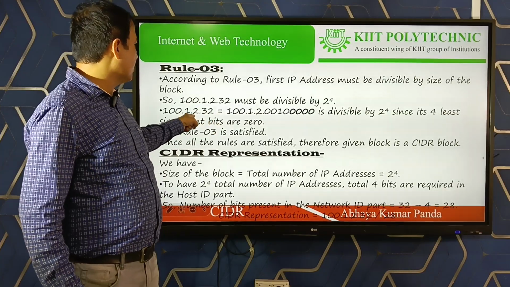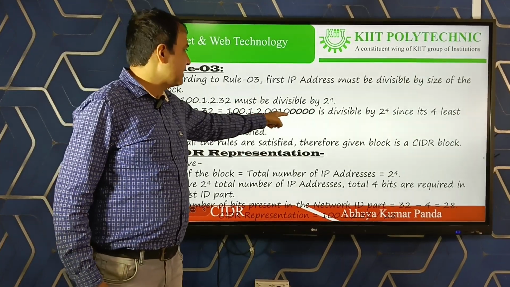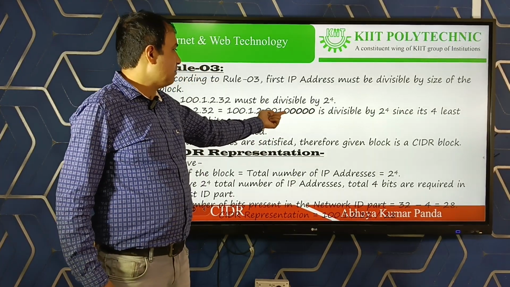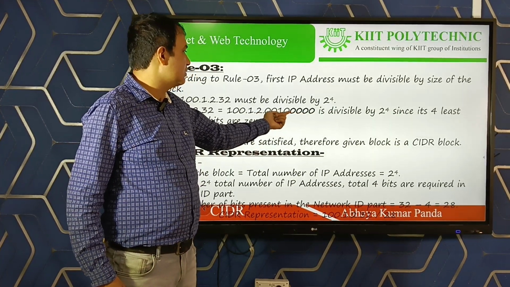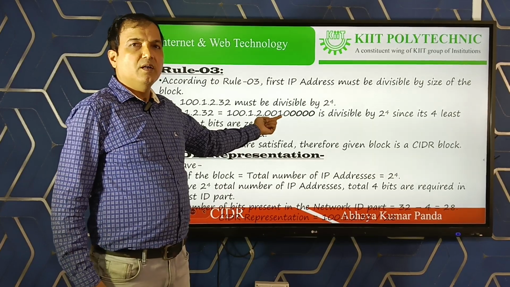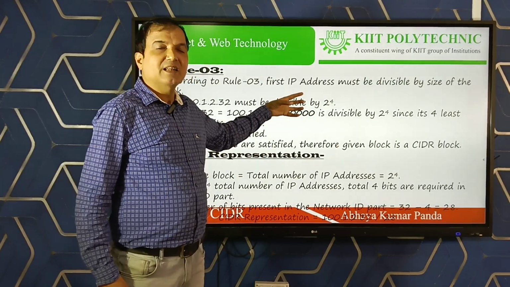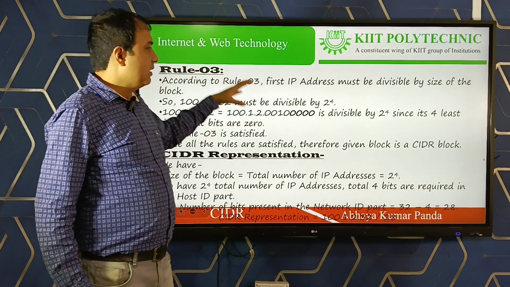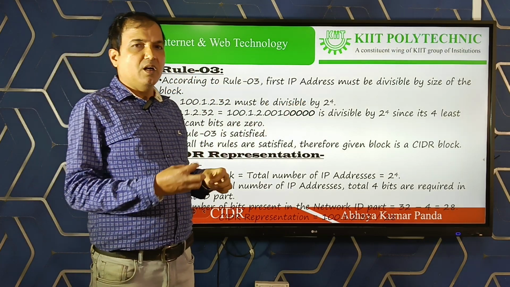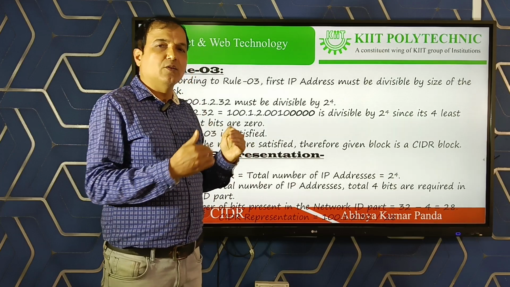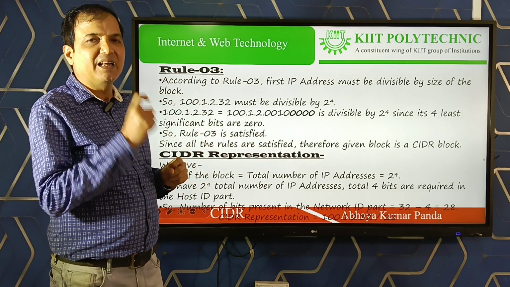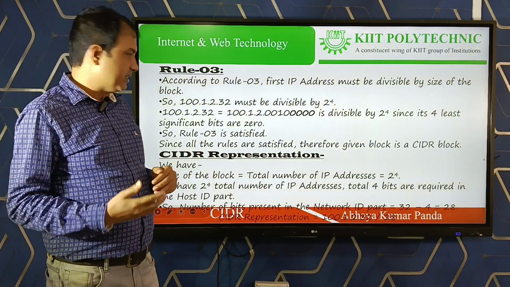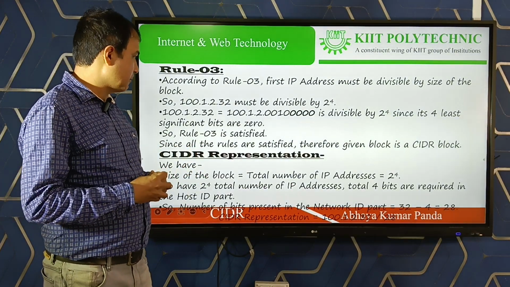Here the first IP address is 100.1.2.32. If we convert it into binary, it is like this. The last host bits, 5 bits, are 0, 0, 0, 0 and 0. So it is divisible by the block size, 16 or 2 to the power 4. As it satisfies all the 3 rules, it is a valid CIDR block. The next question is, if yes, find its representation.